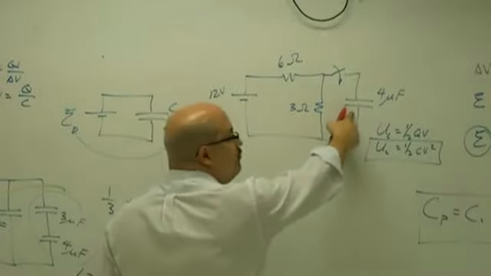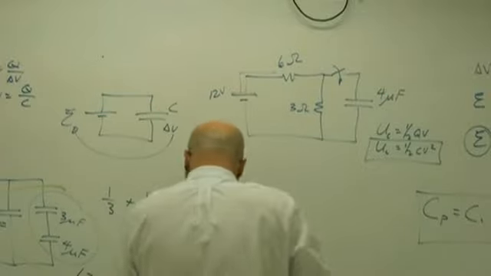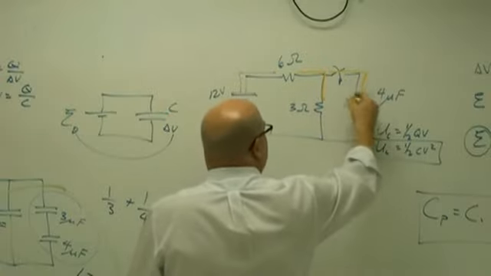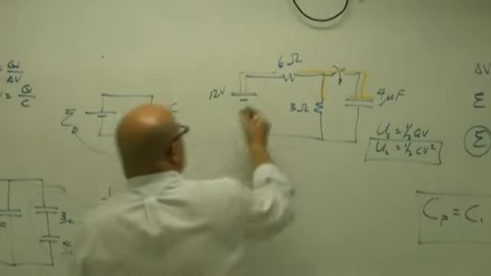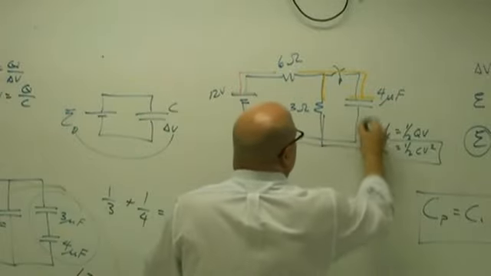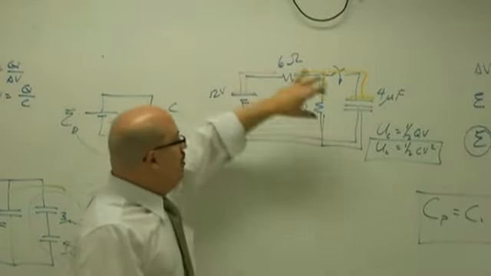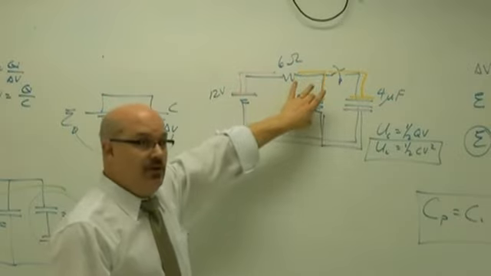Is the voltage difference here 12? No, because there is 12 minus the 6 ohm. Okay, it's going to be whatever yellow to purple is, right? Which is the same as the potential difference across this resistor.